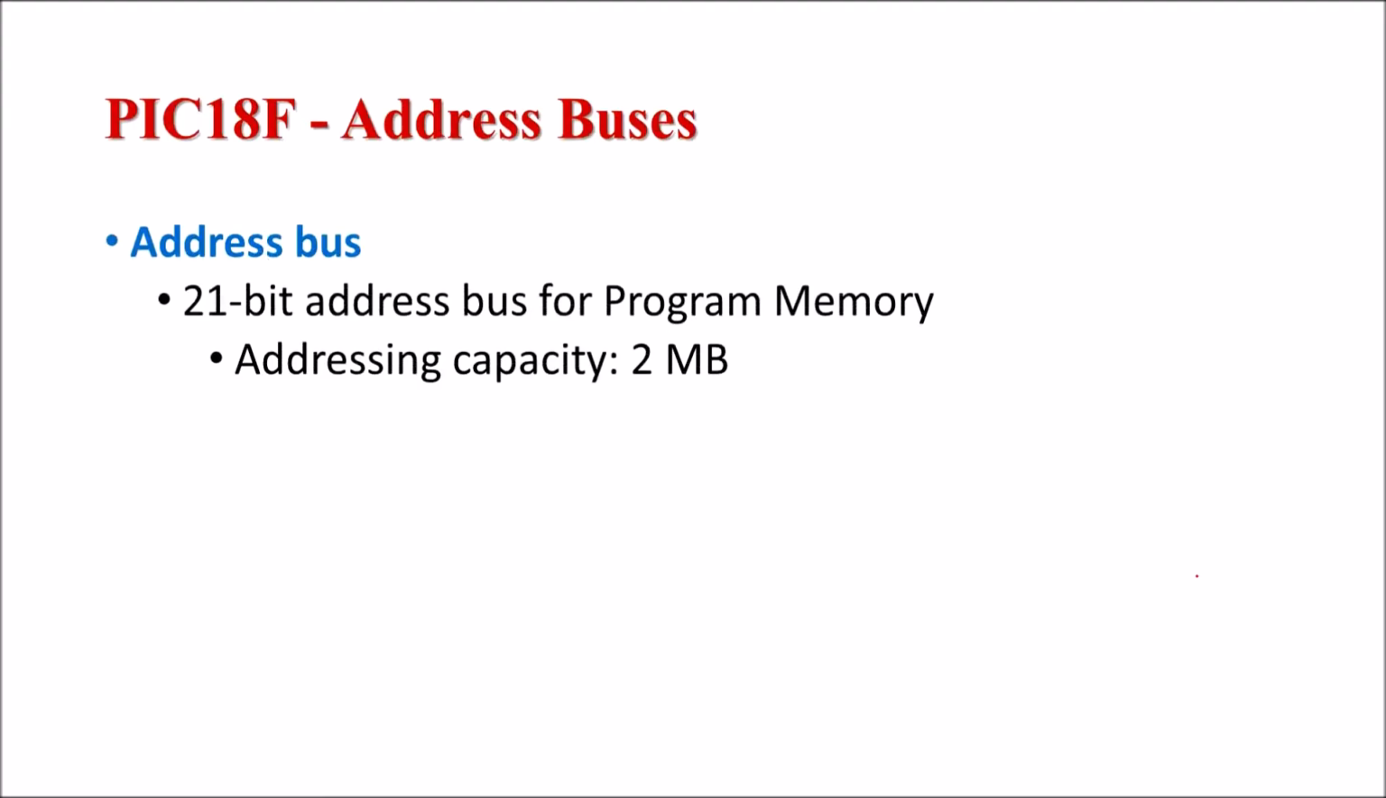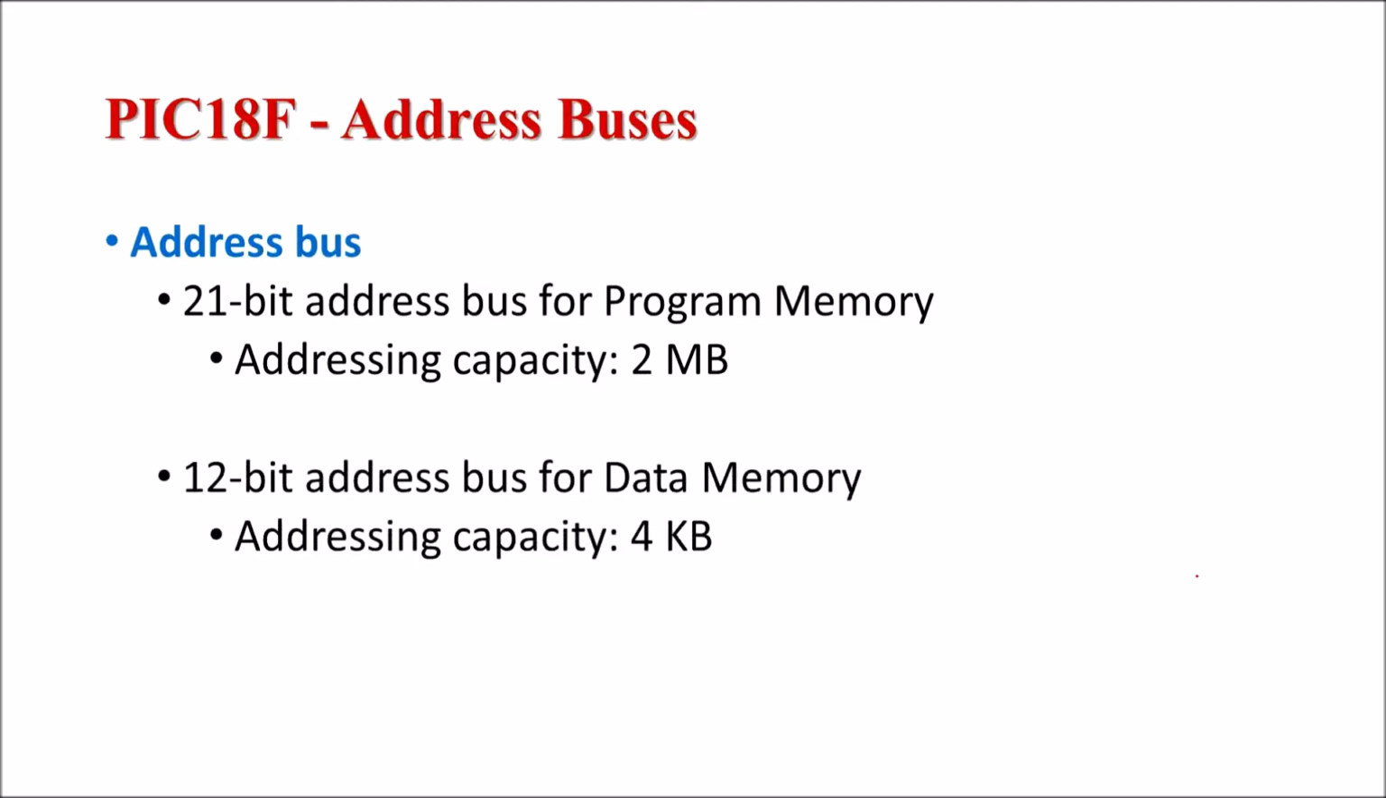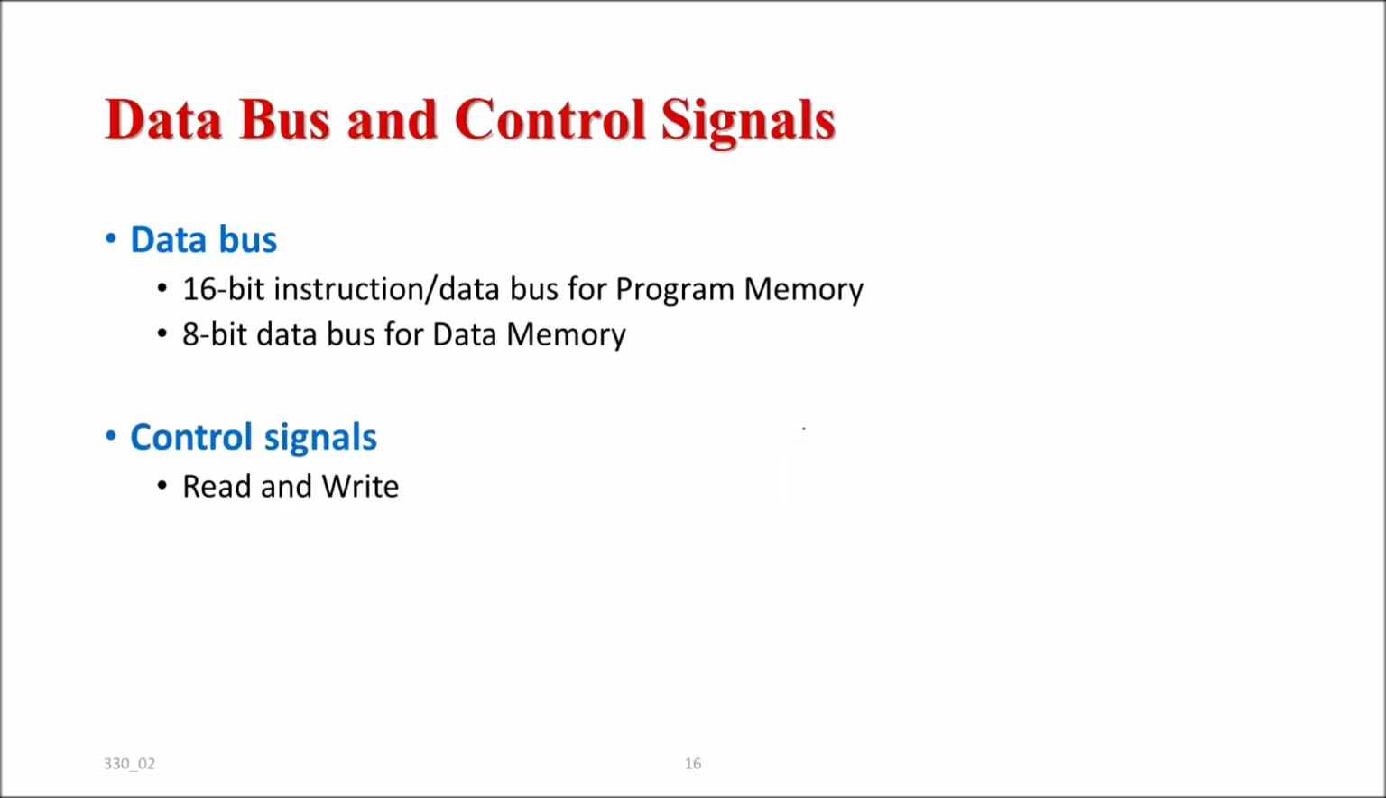Then the address bus: a 21-bit address bus for program memory. So we can access 2 raised to power 21, that is 2 megabytes of program memory, and a 12-bit address bus for data memory. So we can access 2 raised to power 12, that is 4 kilobytes of data memory. So 2 megabytes of program memory and 4 kilobytes of data memory. This you have to remember. The 21-bit address bus is for program memory and the 12-bit address bus is for data memory. This is for the address bus.